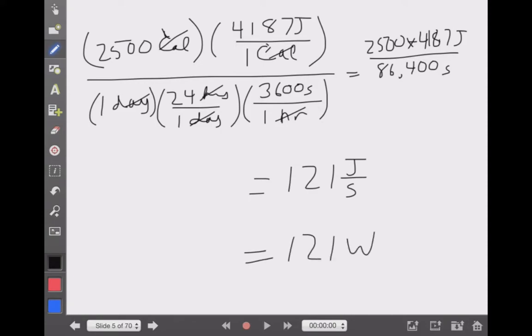So we are eating this much energy each day. If we eat 2,500 calories in 1 day, that's a rate of energy consumption, and that equals 121 watts. So as you're sitting in class or sitting at home watching this video, your energy consumption, or energy production of your body, is about 2 60-watt light bulbs.